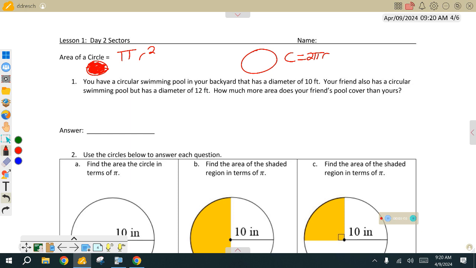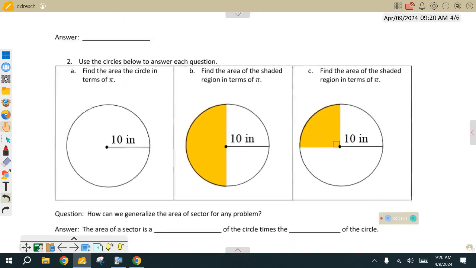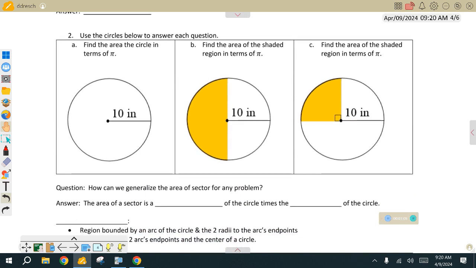So off of here, okay, let's just jump right into some of this. Like we do with arc length, trying to discover that formula. We've already basically discovered the formula. The formula between arc length and the sector are one and the same. Only difference is one's area and one's circumference.